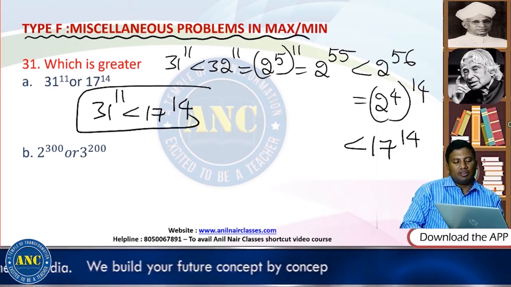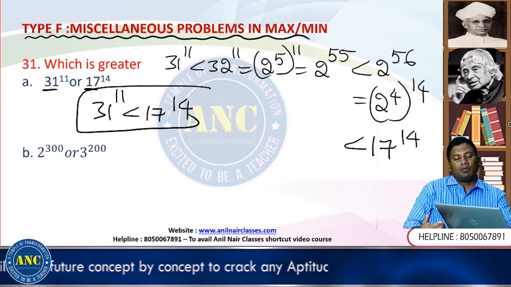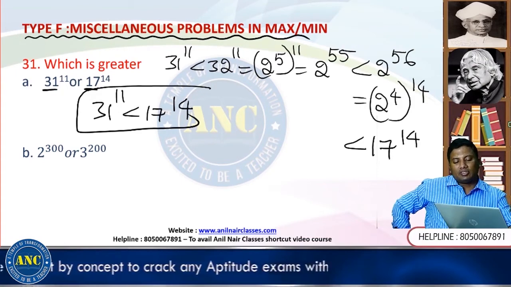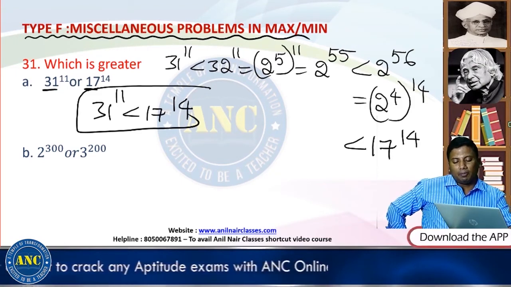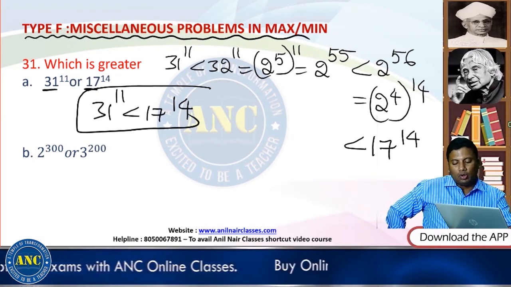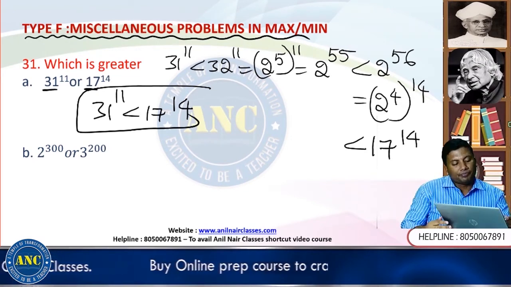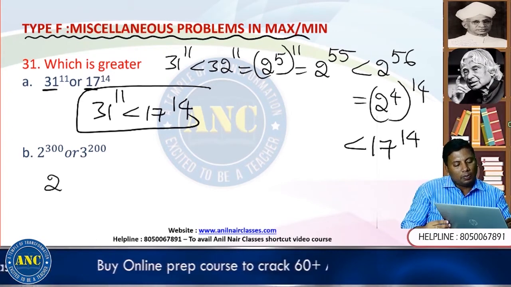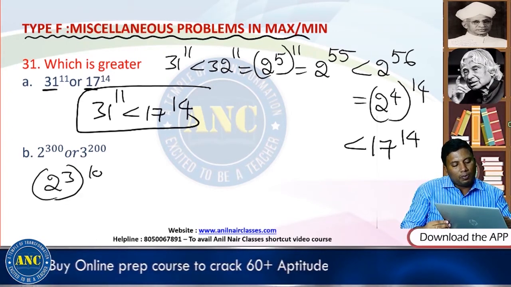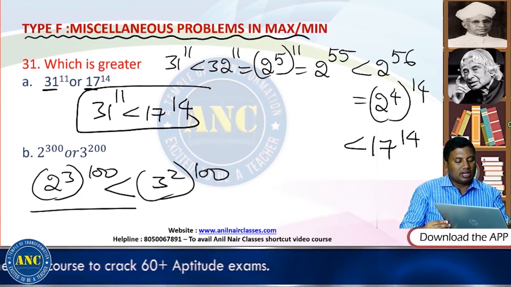Very easy question if you just understand that both the bases are near powers of 2. 31 is less than 32, 32 is 2 power 5 power 11, 2 power 55 is less than 2 power 56, 2 power 4 power 14, 16 is less than 17. Another question, 2 power 3 power 100, 3 square power 100, 8 less than 9.